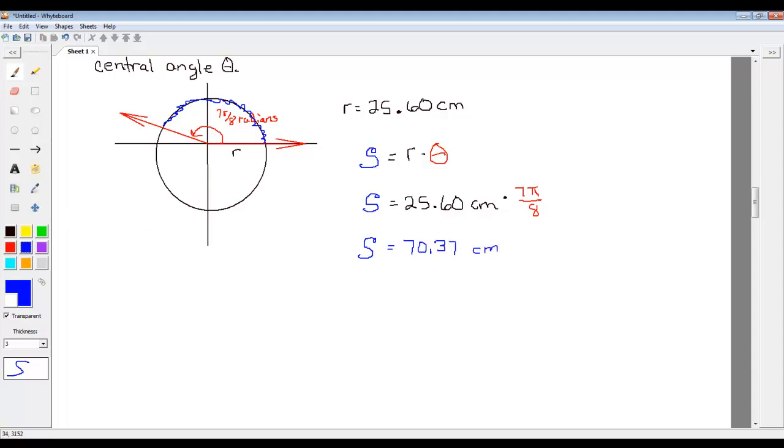So if you took a string, okay, so you have an angle of 7 pi over 8 radians, and the radius there was 25.60 centimeters. If you took a string and laid it out from the initial side to the terminal side of the angle, but along the circle here, with that radius, and you stretched out the string and measured it, the length would be 70.37 centimeters.